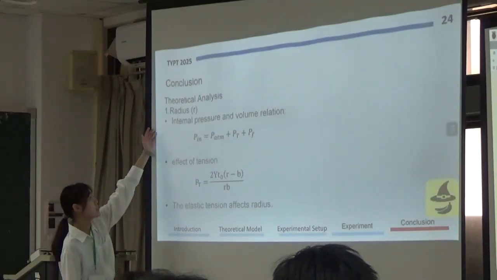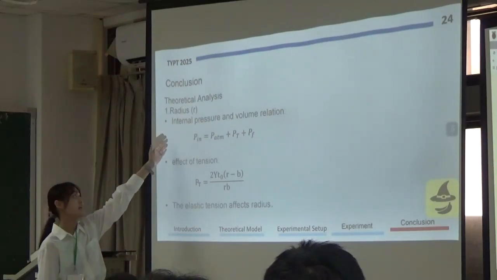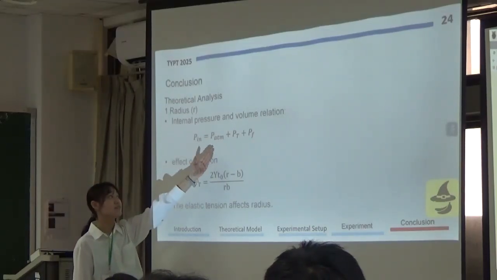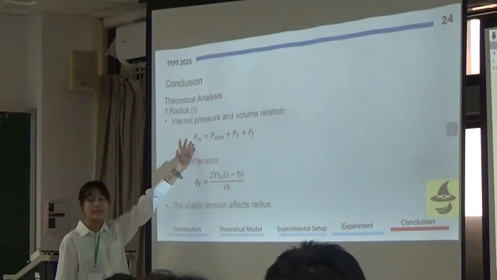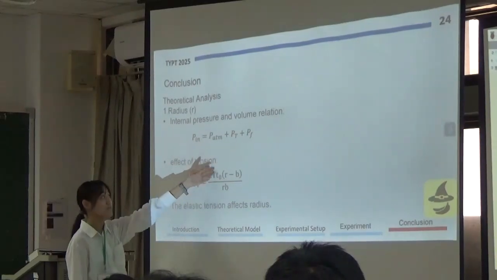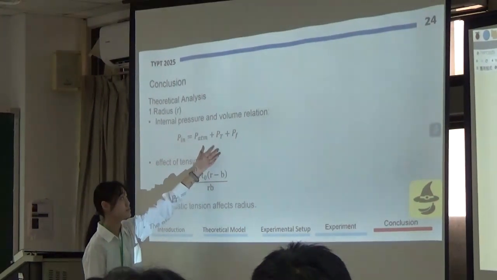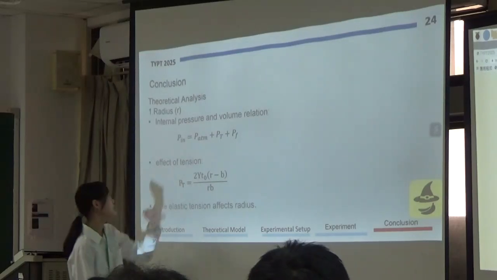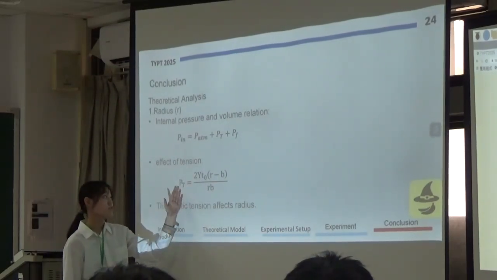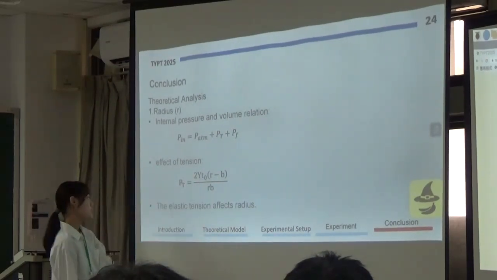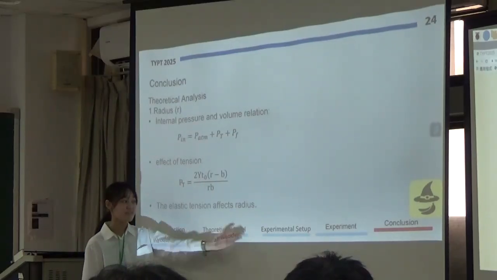So, the theoretical analysis versus the radius. The internal pressure and the volume relation will be this. The inner pressure equals the outer pressure plus the pressure of T and the pressure of F. The effective tension will be this, as mentioned before, and the elastic tension affects the radius.